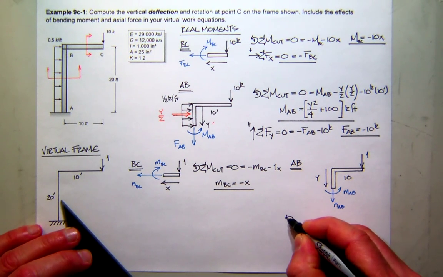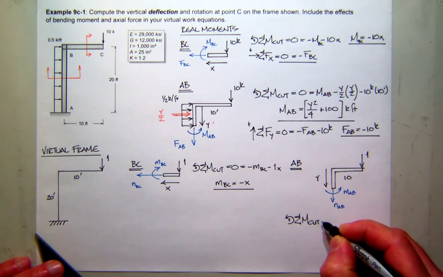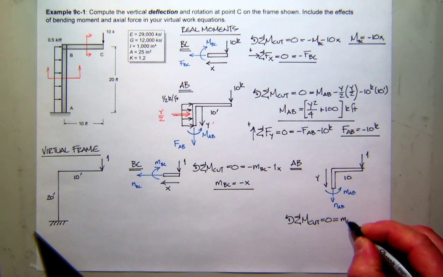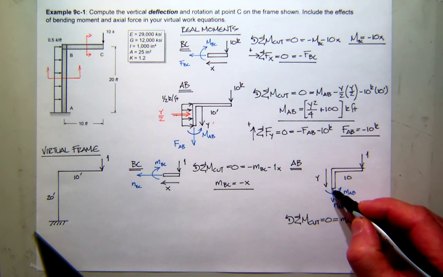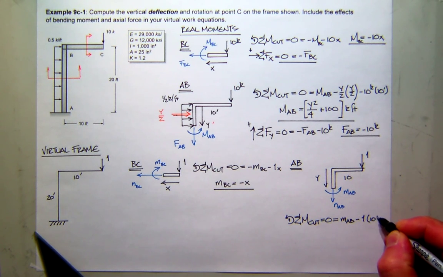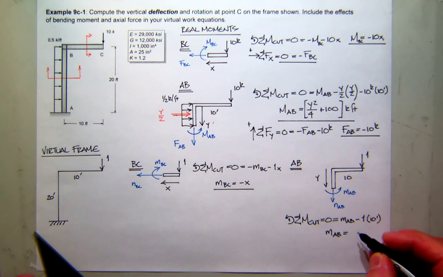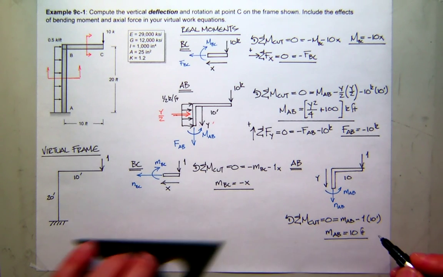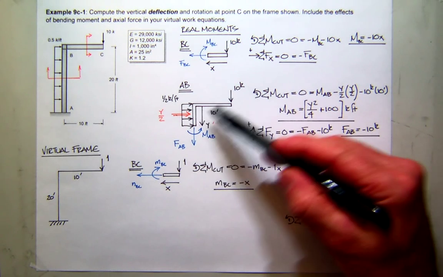So again, if I sum moments at the cut equal to 0, what do I have for the moment? Well, that's a positive moment. And what else do I have? Oh, just the virtual load, creating moment about the cut, creates negative moment times a distance of 10 feet. So my virtual moment in AB looks like it's just 10 feet. Everybody see that? Now that one you can't compare to this one because it's a different loading system.